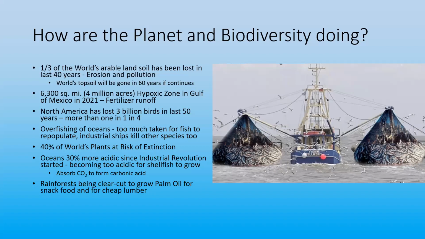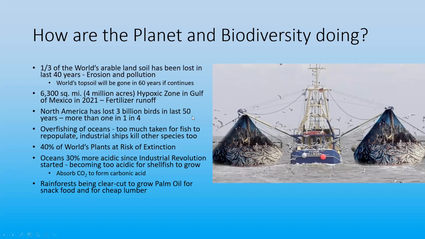So just really briefly, how the planet and biodiversity are doing. I think we all know, not very well. We've lost actually a third of the world's arable land in the last 40 years. There's a hypoxic zone in the Gulf of Mexico. This is from fertilizer runoff. It basically takes all the oxygen out of the water so that fish can't live there. And it was 6,300 square miles last year.